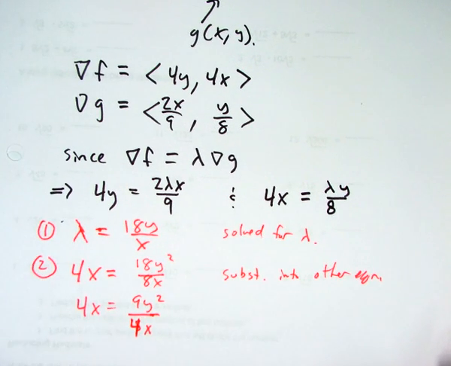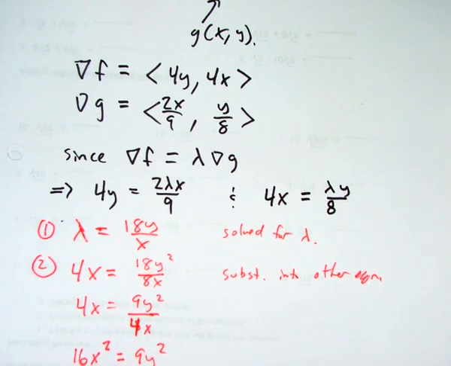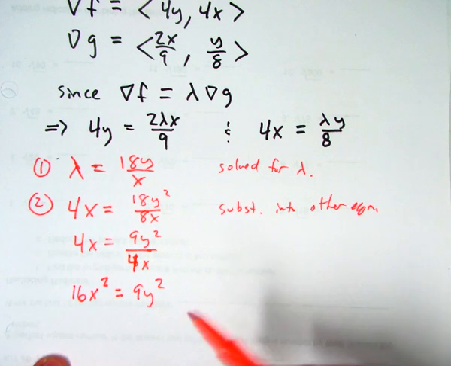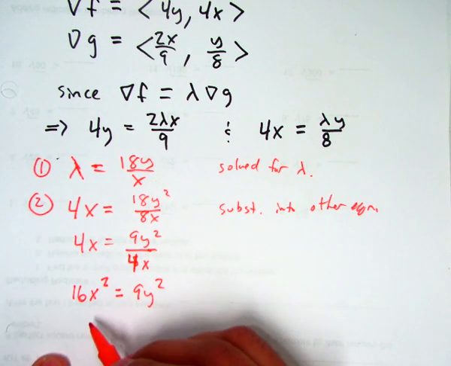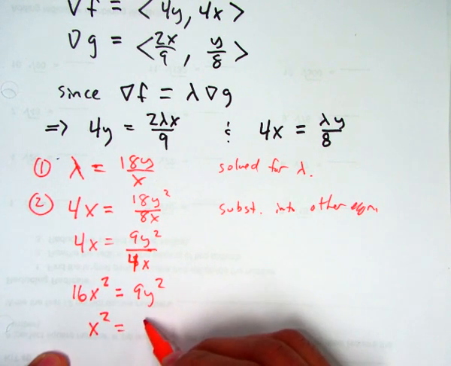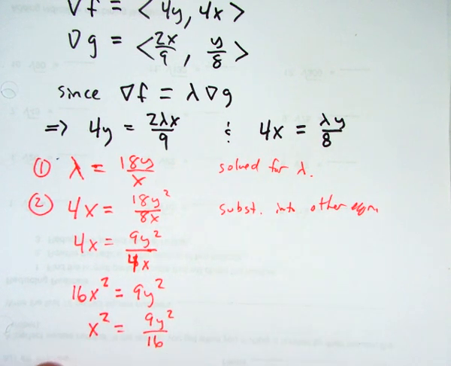And if I multiply by 4x on both sides, I get 16x squared has to equal 9y squared. So essentially what I'm doing now is trying to find a relationship between y and x. Once I have a relationship between y and x, I can then use the constraint equation to figure out what those have to be. So let's get x squared alone. X squared will be 9y squared over 16.